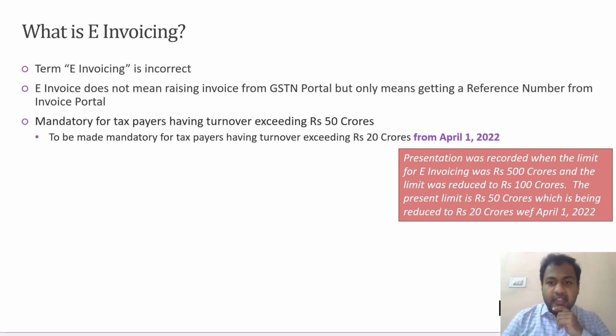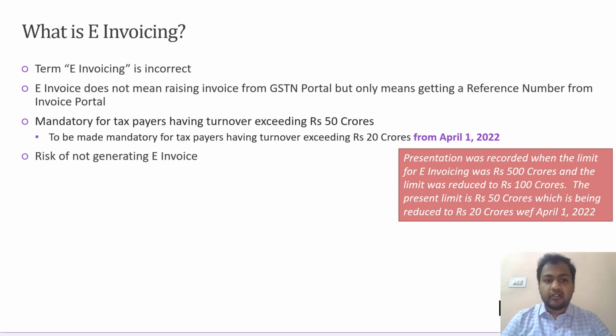Like I mentioned, it is mandatory for 500 crores, and now it becomes mandatory even for companies having a turnover of more than 100 crores. Okay. Now, the first thing generally we like to know is, what if I don't generate an e-invoice? If you don't generate an e-invoice and you are the supplier, then you will be liable to a penalty, which is 10,000 rupees per invoice.